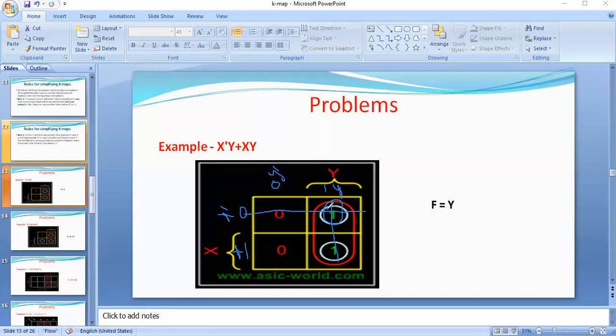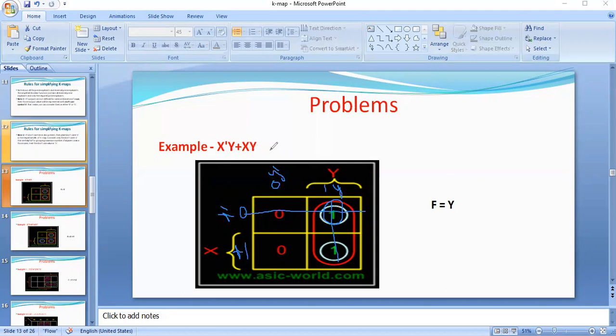At this position, we have to represent X bar Y in this cell as 1, because the given expression is in SOP form.